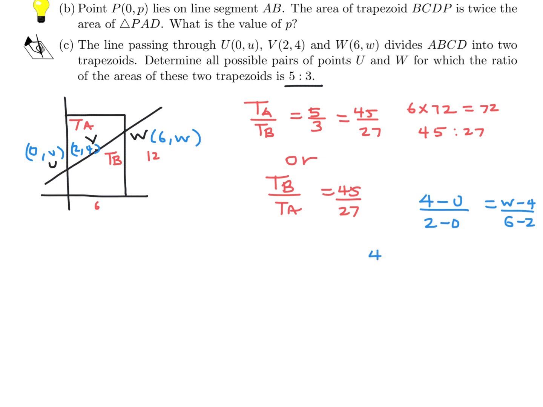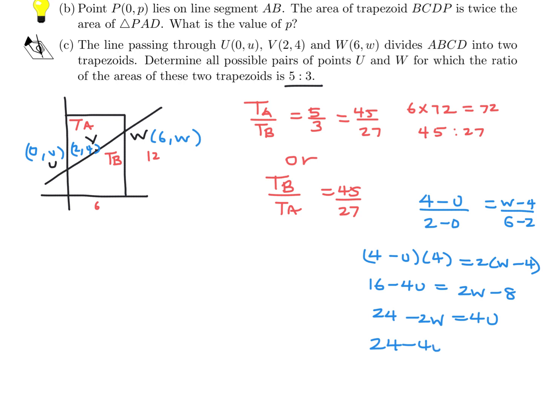So the slope of UV and VW is the same. This gives me 4 minus U times 4 is equal to 2 times W minus 4. So 16 minus 4U is equal to 2W minus 8, and therefore 24 minus 4U is equal to 2W, whichever way you want to do this, and then W would be 12 minus 2U. Okay, all right. We're going to use that a little bit later. That's going to come in handy.